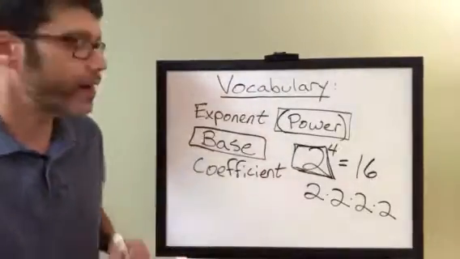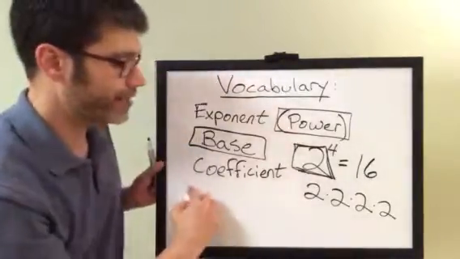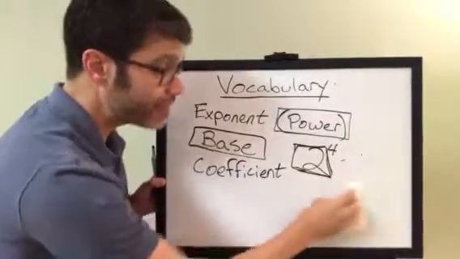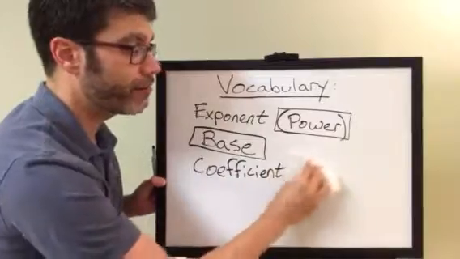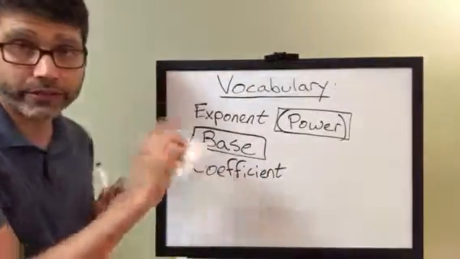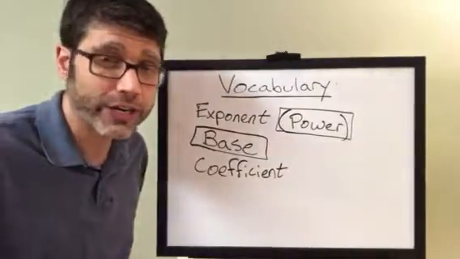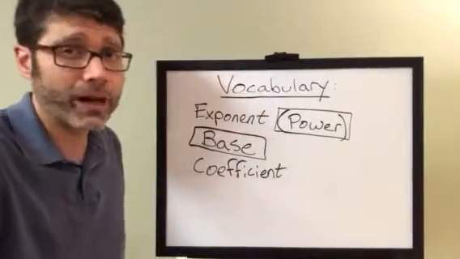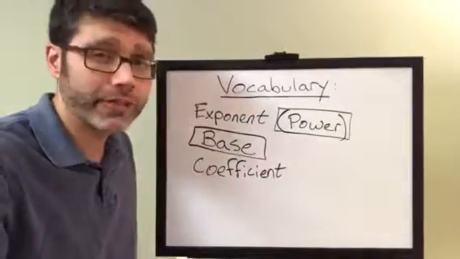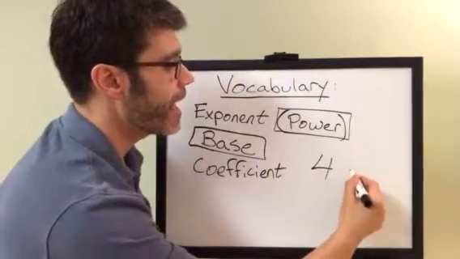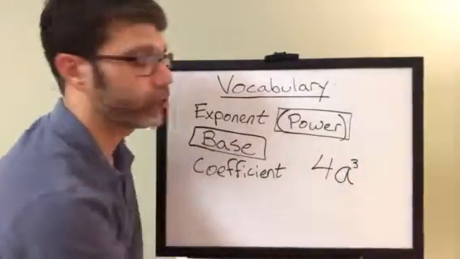There's one more vocabulary word that I'd like to go over, and that's coefficient, all right? As I said, a base is acted upon by the exponent. But what if there's a number involved in an expression that's not acted upon by the exponent? Let me give you an example. What if I had 4a to the third power?